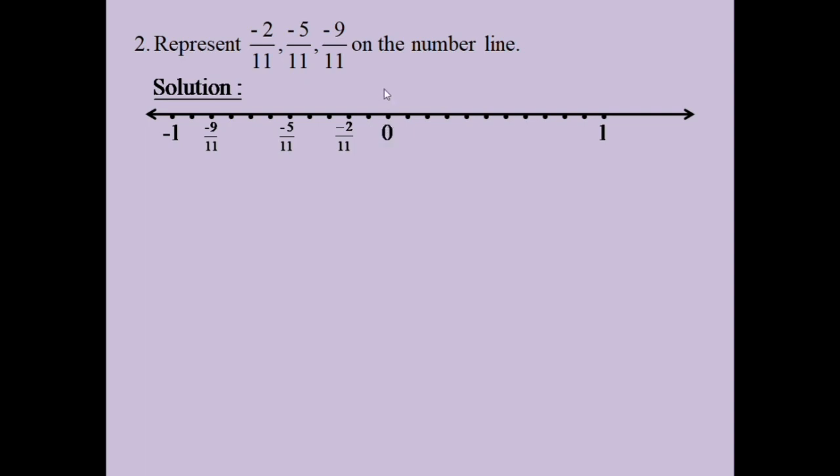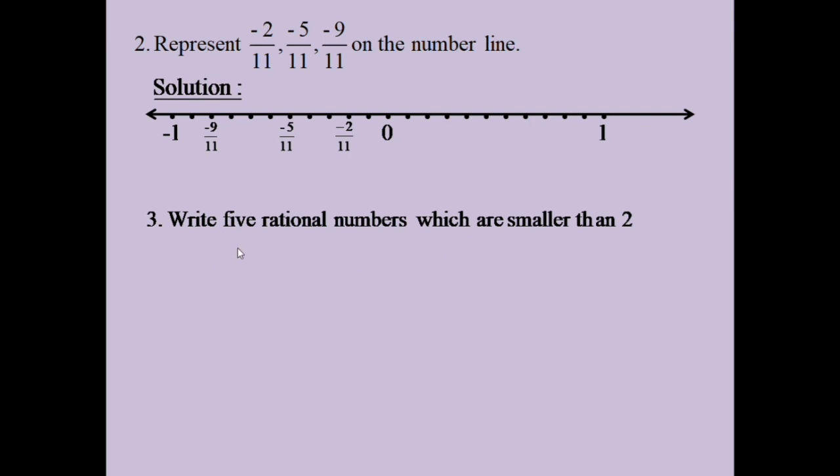From 0, minus 1 by 11, minus 2 by 11. See, here is minus 2 by 11 and next is minus 3 by 11, minus 4 by 11, minus 5 by 11. So here comes minus 5 by 11. Next is minus 6 by 11, minus 7 by 11, minus 8 by 11 and minus 9 by 11. Minus 9 by 11 is represented here. So in this way we can represent all the rational numbers given on the number line.